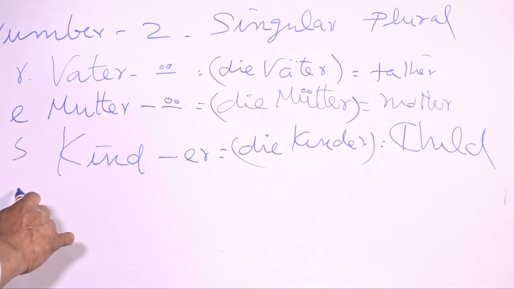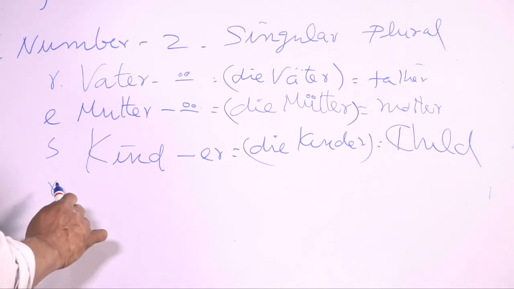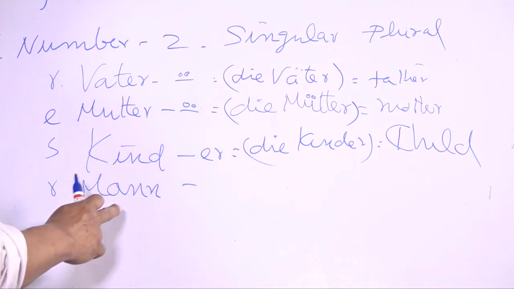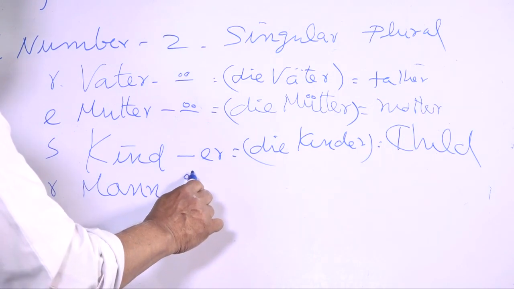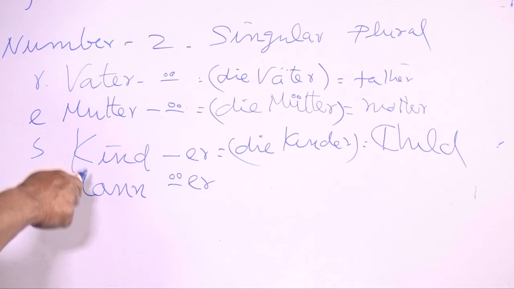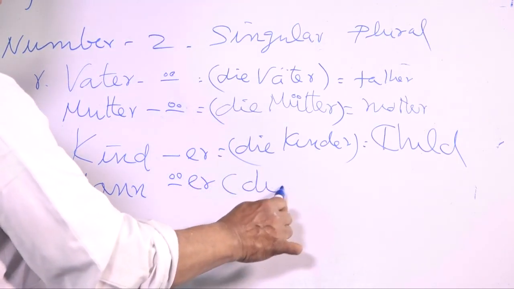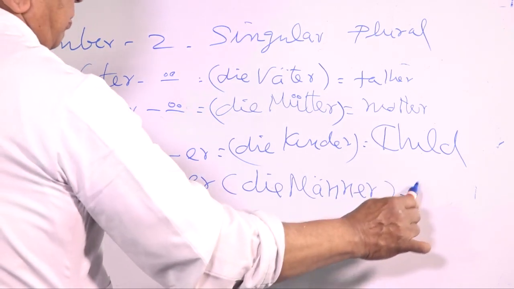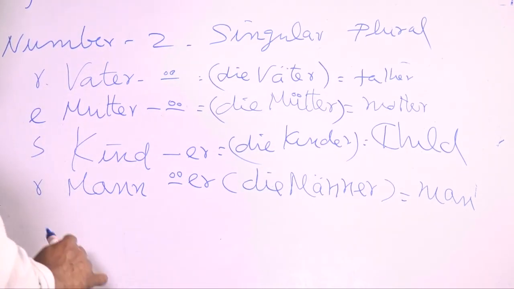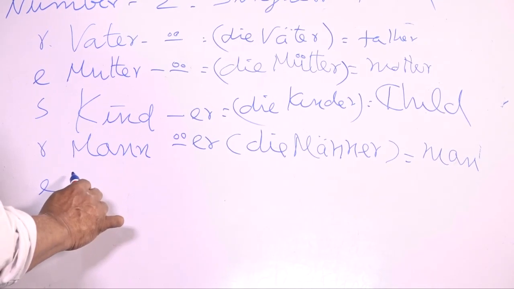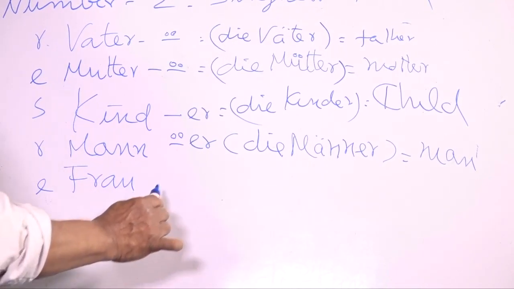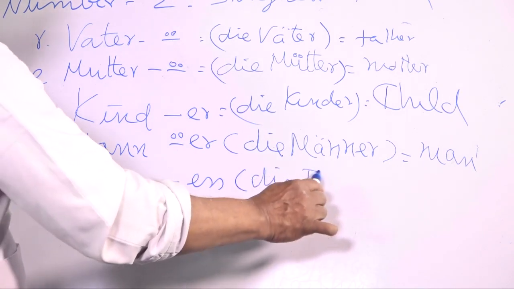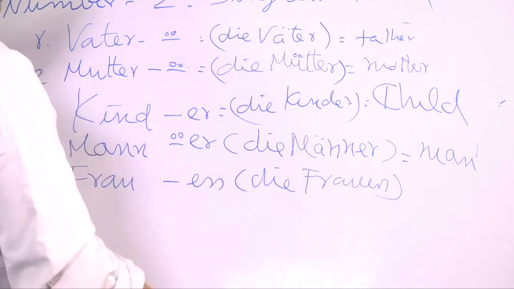Then, der Mann. Mann is man, but with two N. And its plural is Männer. So, A has an umlaut, die Männer. That is man. Or die Frau. Frau is Frauen, the plural is Frauen, die Frauen. Woman.